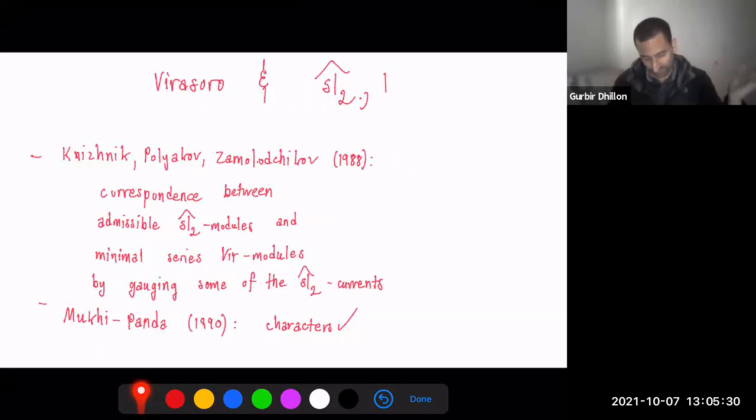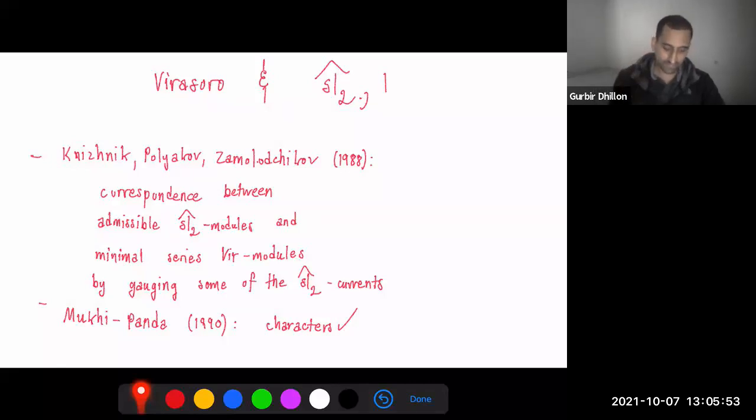Okay, so the starting point for the theorem I want to talk about is this really nice correspondence between representations of the Virasoro algebra and representations of affine SL2. To the best of my knowledge, this was first articulated in some work of the physicists Knizhnik, Polyakov, and Zamolodchikov. In their writing, they singled out that the Virasoro representations they were most interested in were the ones showing up in minimal models. So these are the minimal series Virasoro representations.